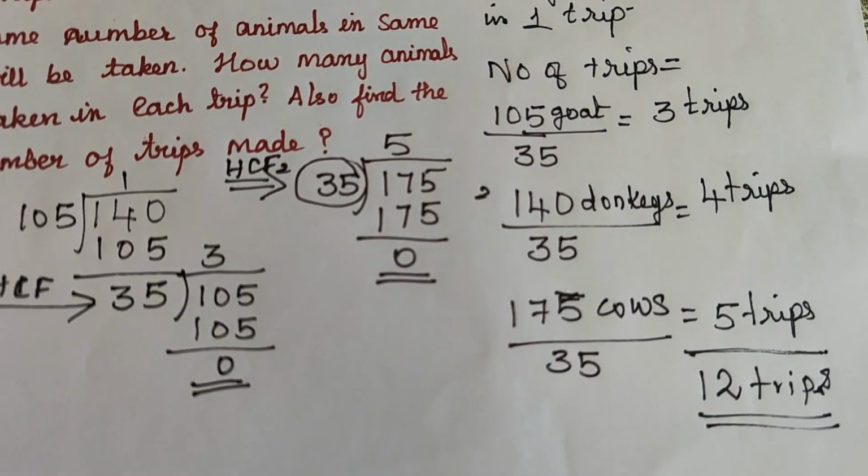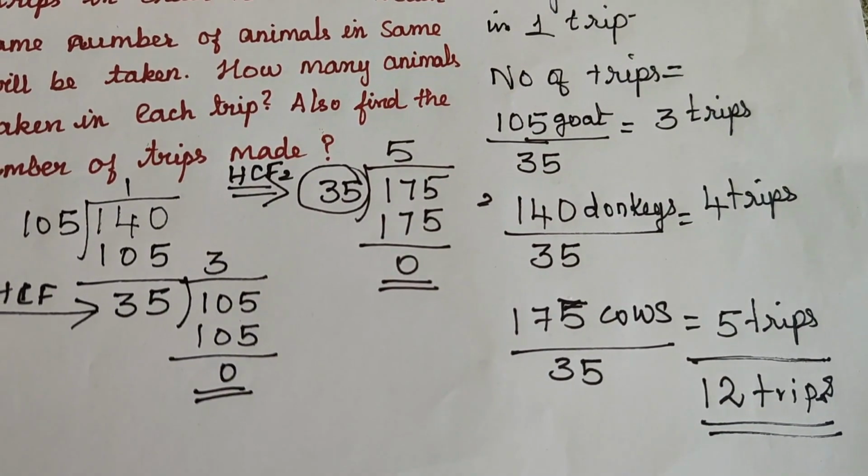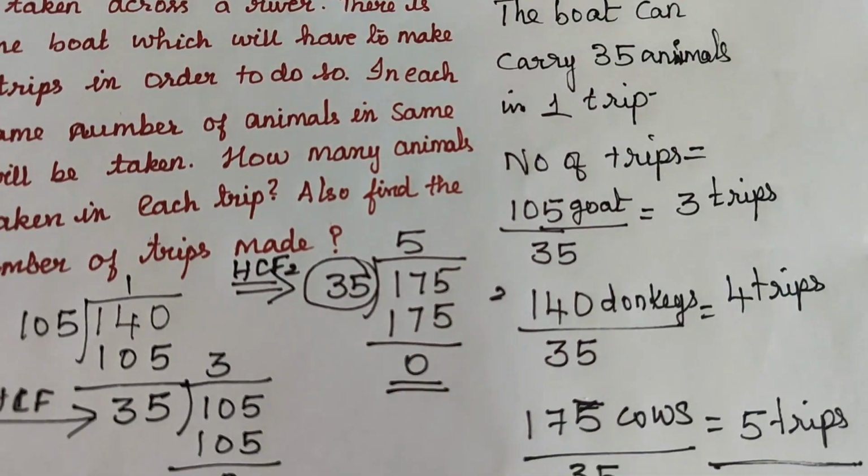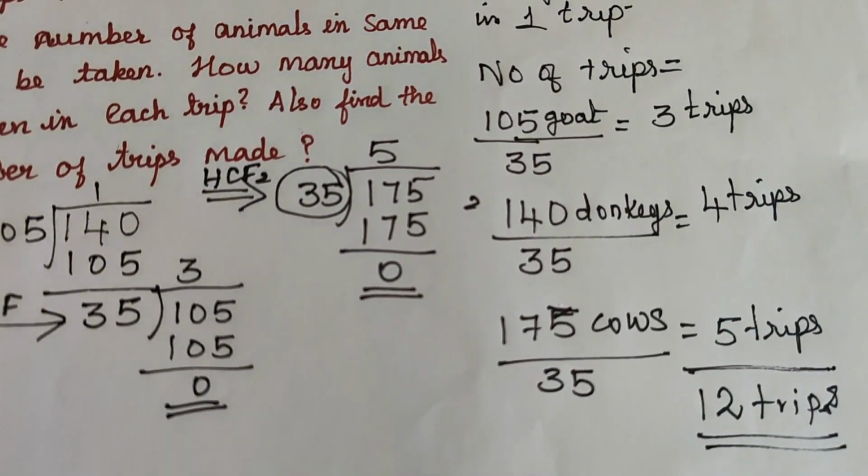So in each trip, 35 animals will be taken, and the total number of trips made will be 12.